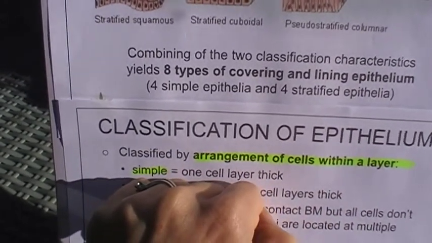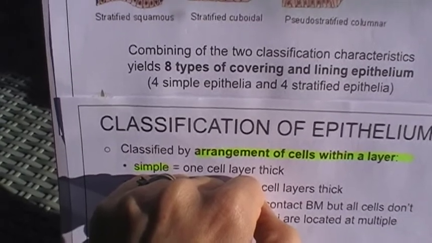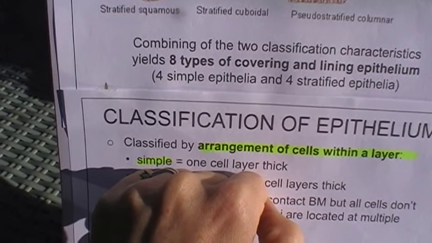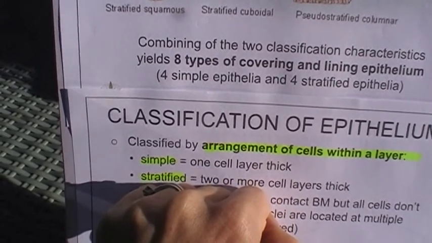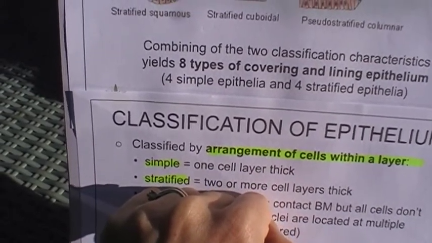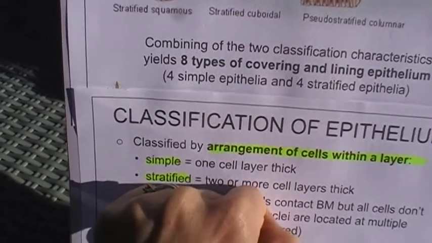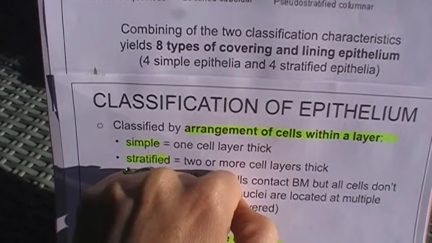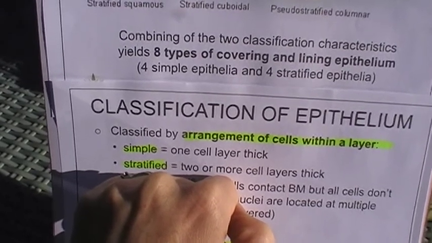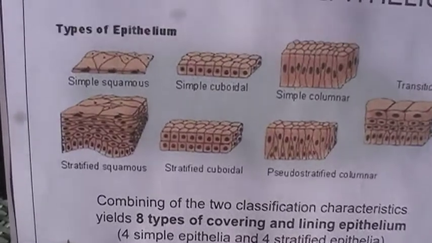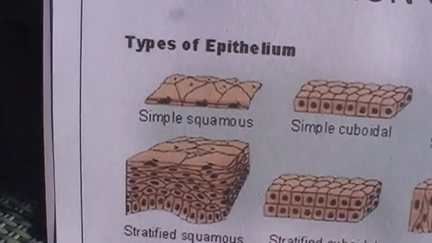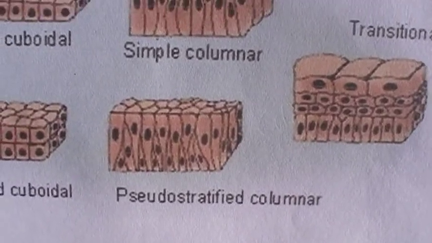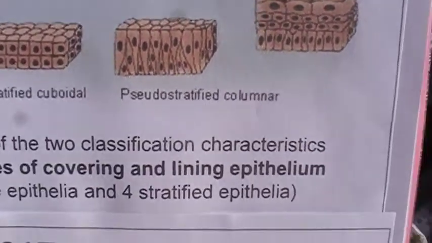The next one is stratified, SS. What does that mean? The third one is pseudo-stratified. Which of these are pseudo-stratified? Pseudo-stratified columnar.